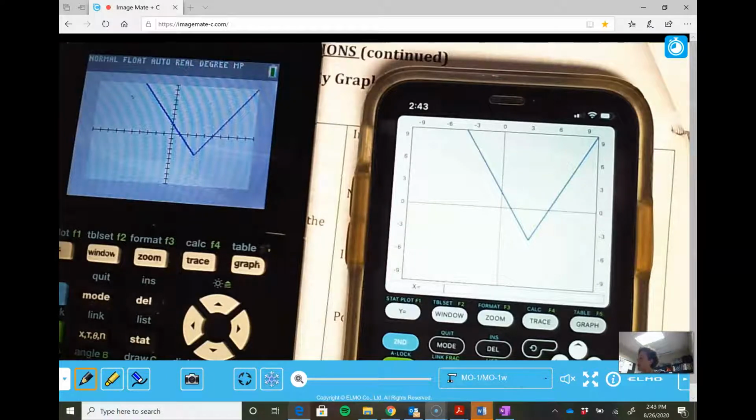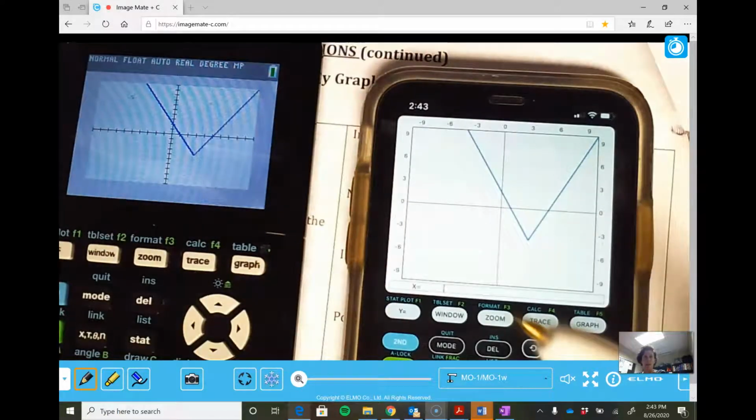So a standard window on the x-axis goes all the way from -10 to 10, and on the y-axis, -10 to 10. So what you want to do when you graph is make sure that you can see those important points. Can you see the x-intercepts? Can you see the turning points? And can you see those end points, those end behaviors? And I can do that in either one.